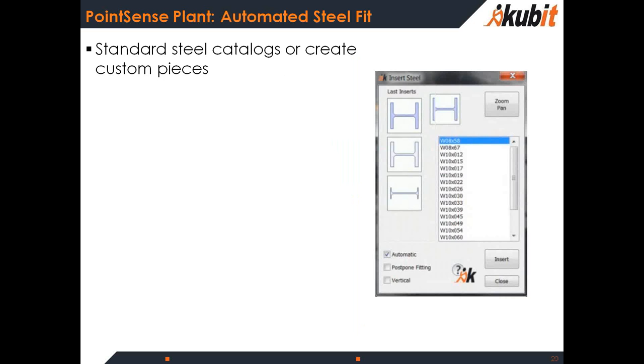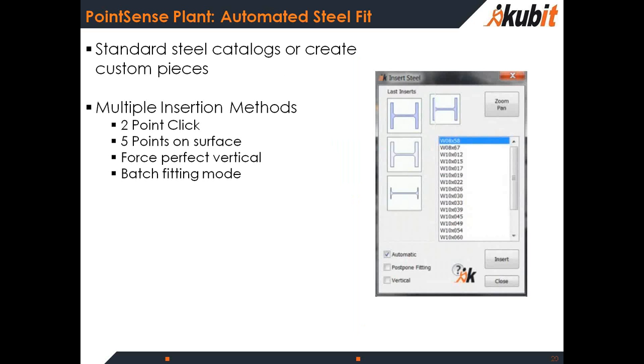So as far as the steel goes, we did a couple of things with this. We have a standard steel catalog with all of your major pieces: channels, angles, W shapes, S shapes, that kind of thing, and they're all with their own sizes. We have a couple of different ways to insert it. We have a 2-point click method, which is an automatic pattern recognition of the object. This is probably the most standard option.